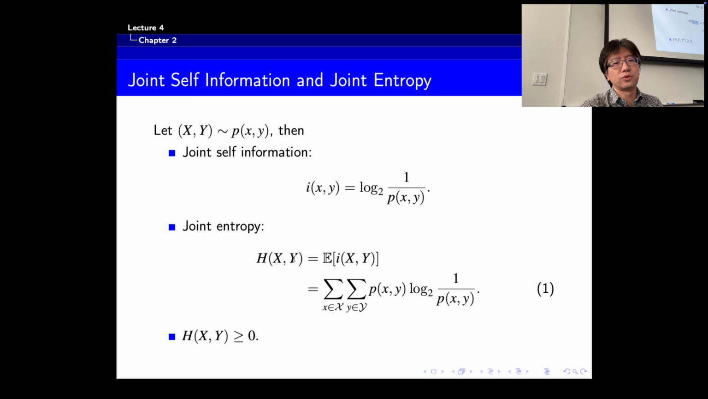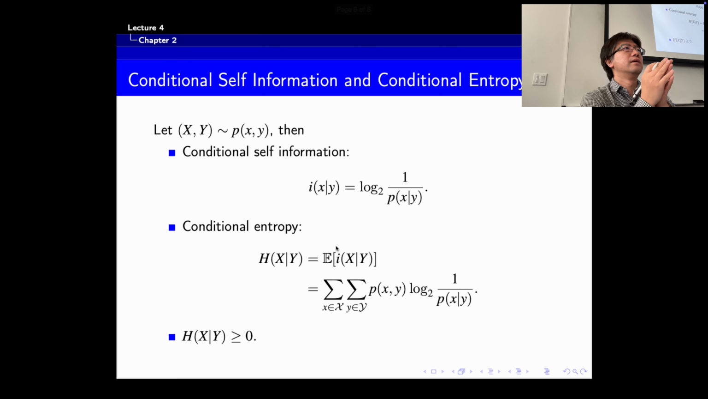Because joint entropy is entropy, we know it is bigger than or equal to 0. This is pretty much the same, but because now we have two random variables, we can study the relation between them. Then we introduce the concept of conditional entropy, right?